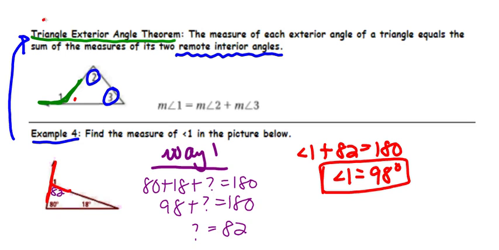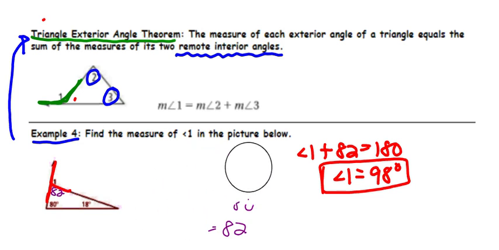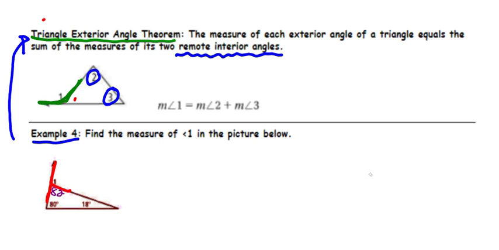I did not use this rule up here about triangle exterior angle theorem at all. I just used the fact that it's a triangle, the angles add up to 180, and that for straight lines, the angles add up to 180. Now, way 2, I am going to use this triangle exterior angle thing.